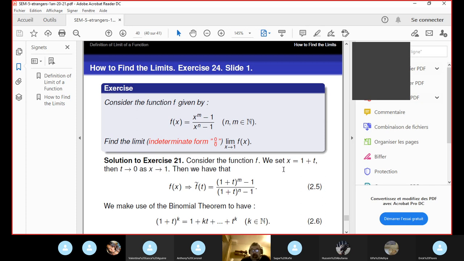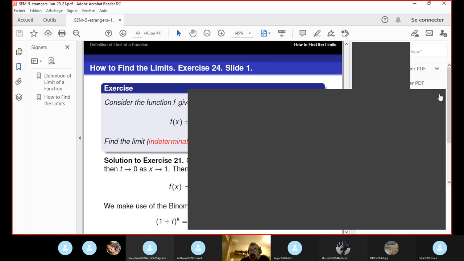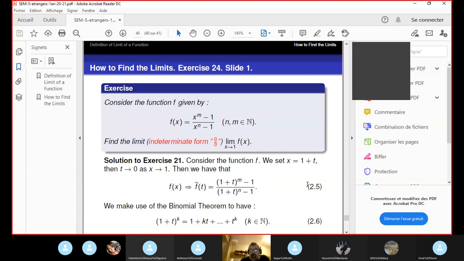Now, if I have this change of variables, then I will have some function f tilde of t, which is given by the formula 2.5. Agree? So we replace x by 1 plus t. In the numerator, we have 1 plus t to the power m minus 1, and in the denominator, we have 1 plus t to the power n minus 1. Agreed? Yes, I agree.